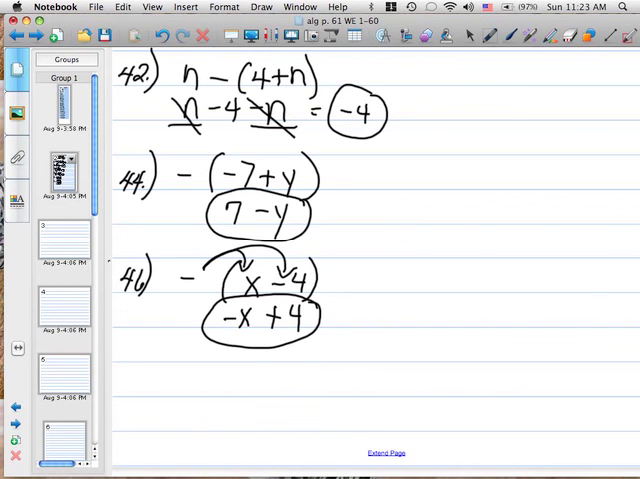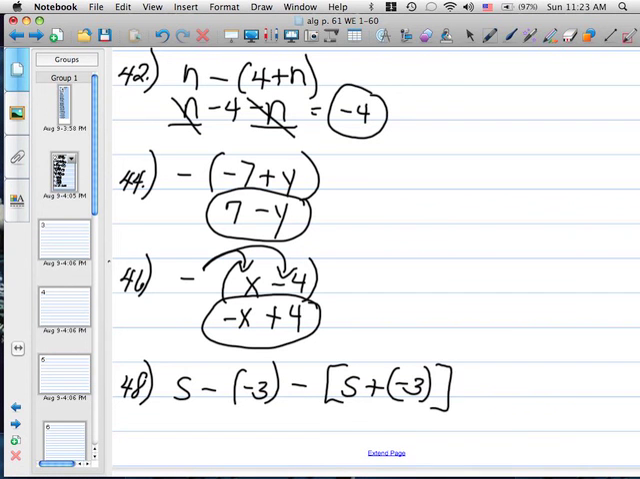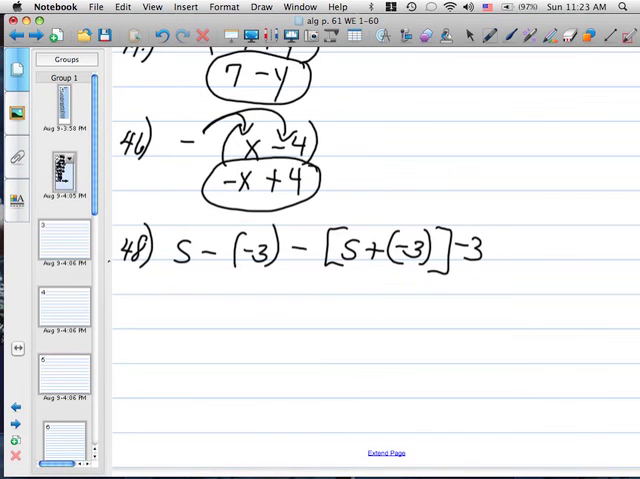44, translate the opposite of the sum, that's parentheses, of negative 7 and y. So that's the opposite of the sum of negative 7 and y. So we take the opposite of everything inside. The opposite of negative 7 is 7. The opposite of positive y is negative y. And there's our answer.